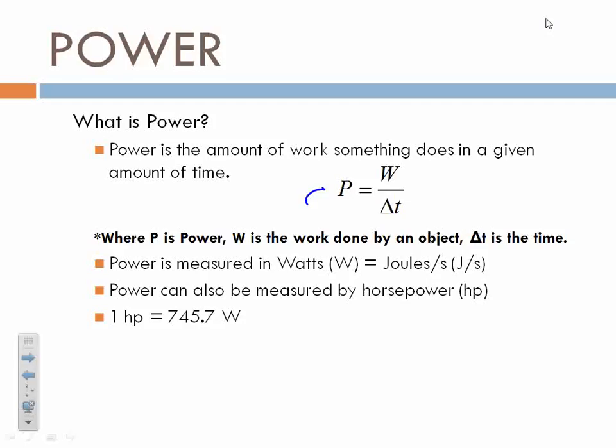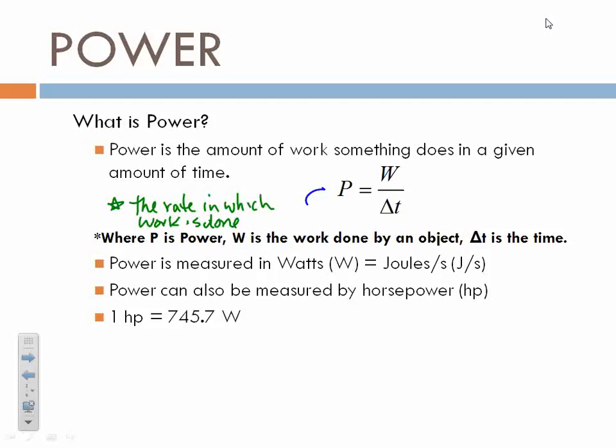We're measuring the amount of work that something does, but we can think of it as the rate at which work is done. So power is the amount of work that something does in a given amount of time. We can also think about it as the rate at which work is done. So this equation, power is equal to work divided by time, is basically it. It's kind of like a velocity for work in a lot of ways.